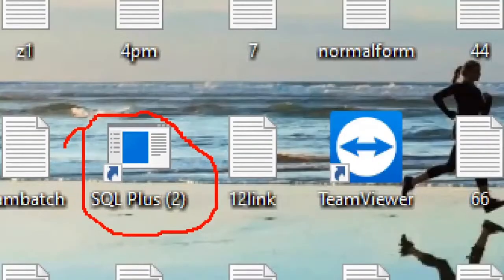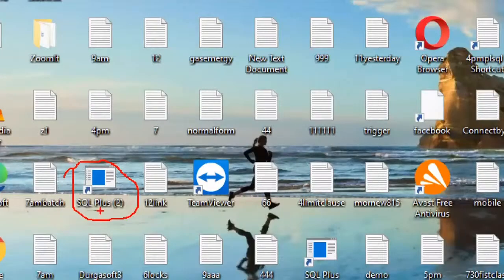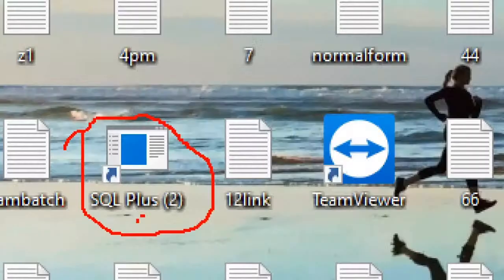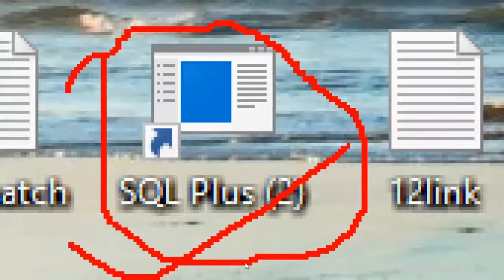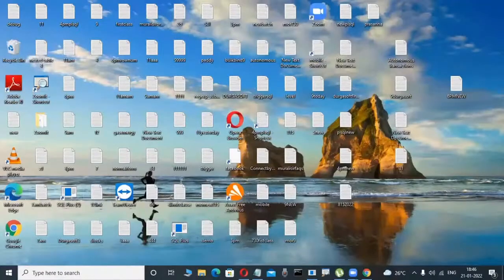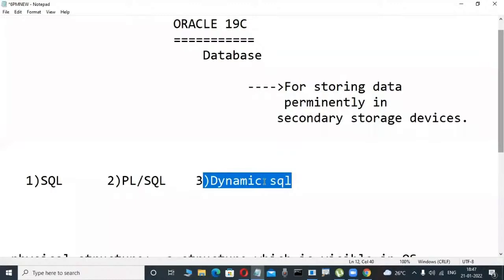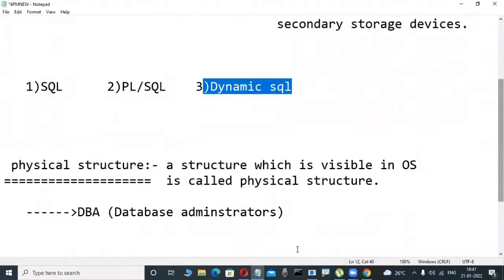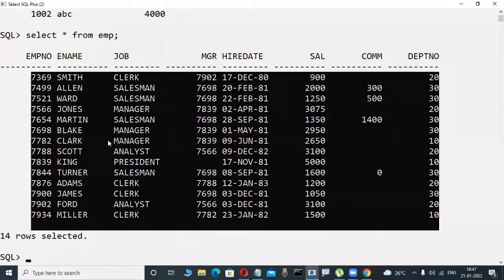What is this one? I'm installing Oracle. What is this one? SQL Plus is there. SQL is a language, you have an idea. PL/SQL is a language, some coding is there. Dynamic SQL is a language. Daily we are writing coding. But unfortunately, here another thing is there in my system.